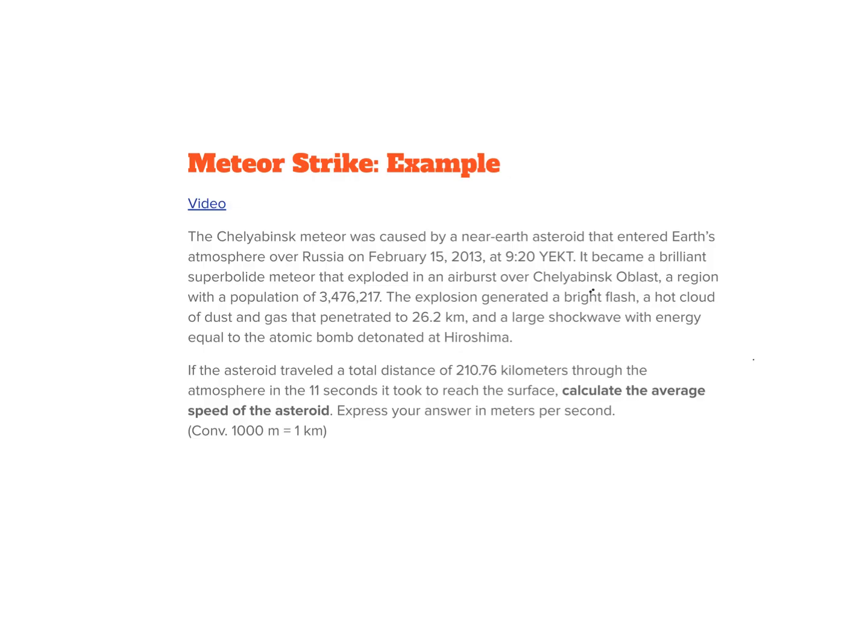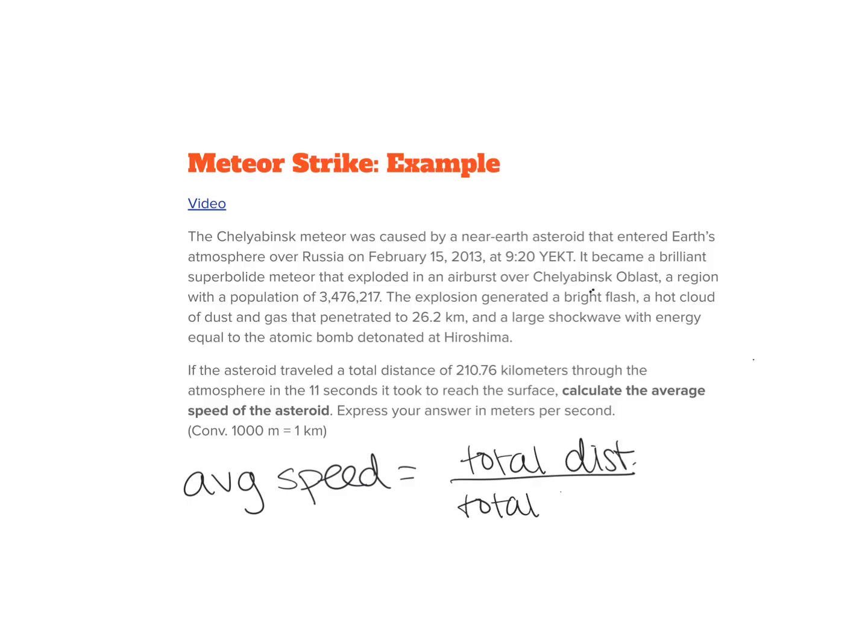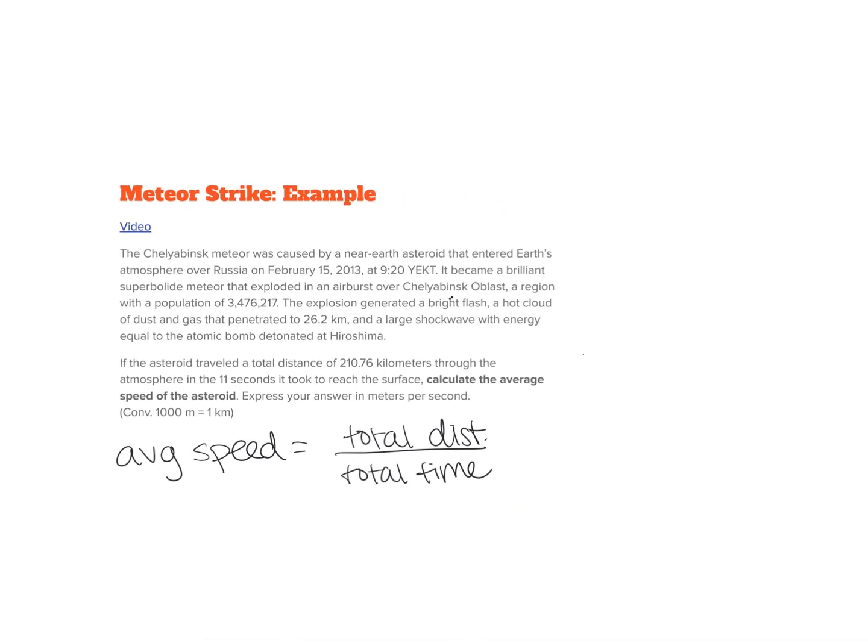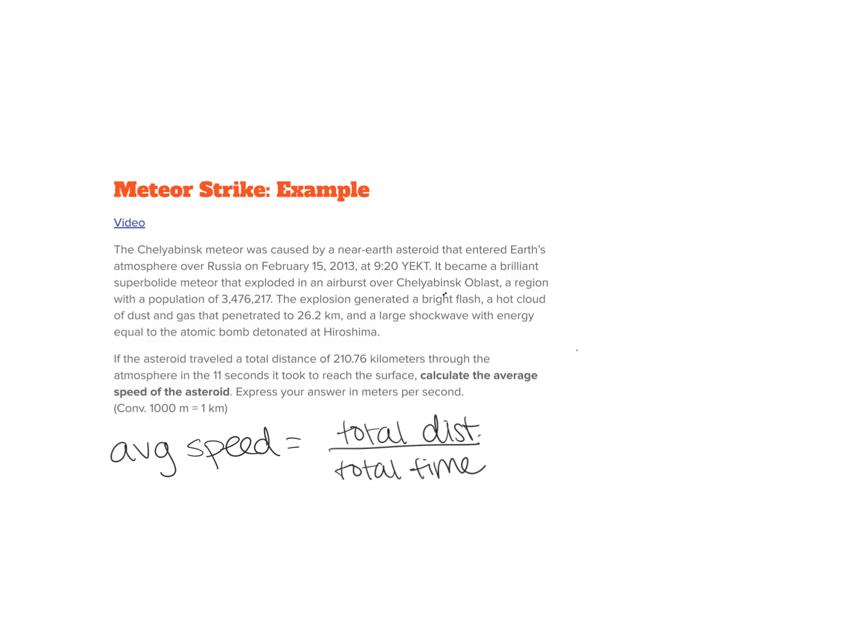All right, so the thing here that we need to do is think about our average speed equation, and we want to start by writing that equation. That equation is average speed is equal to total distance over total time. And the thing we want to think about here is we want to make sure that our units are correct. So we want our answer to be in meters per second. So we're going to need to convert a little bit as we do this.